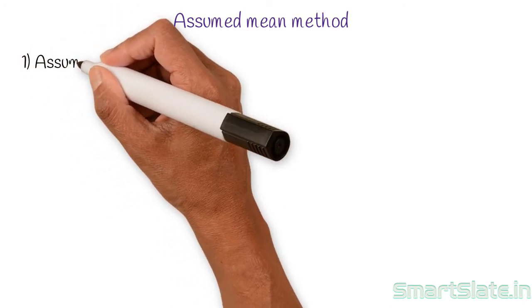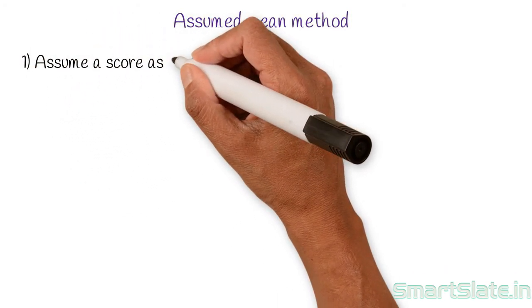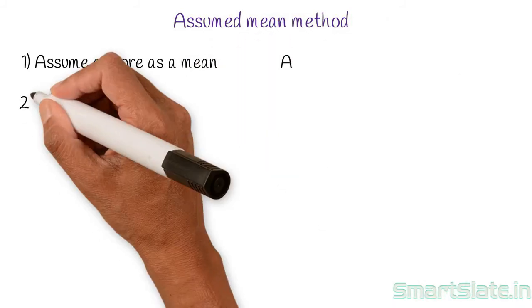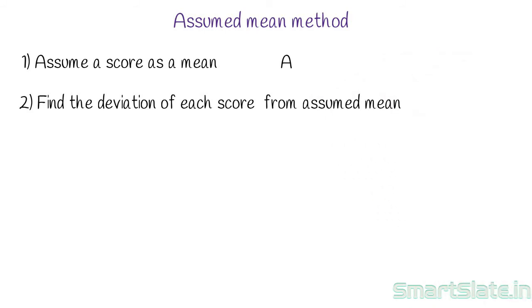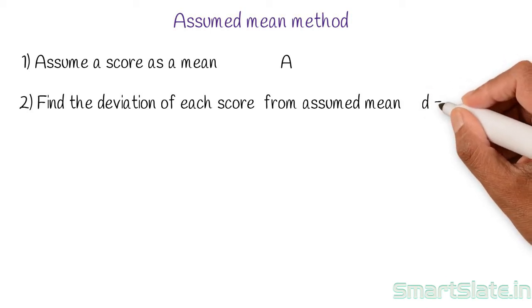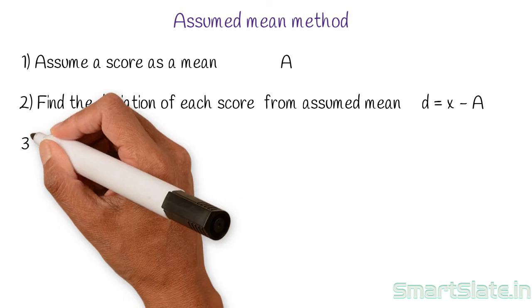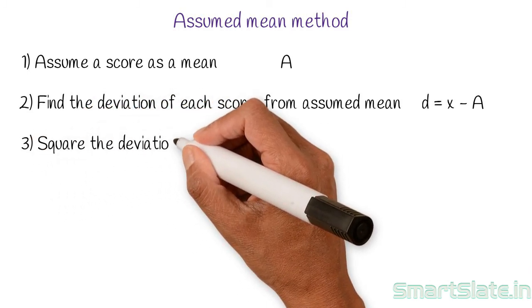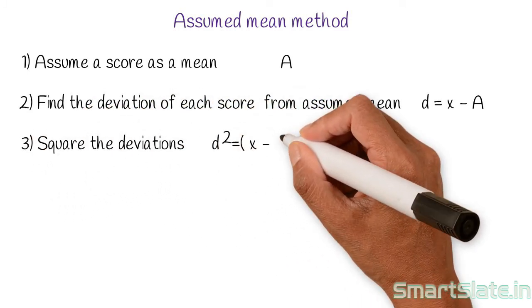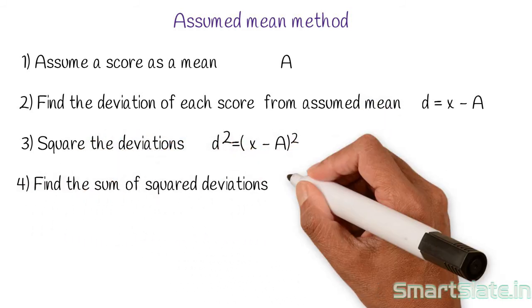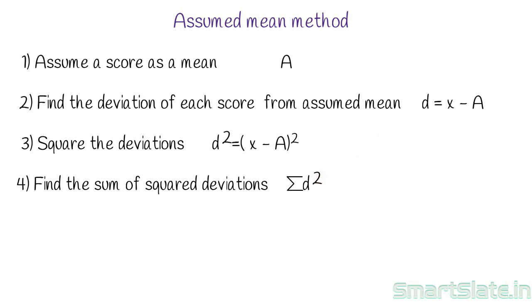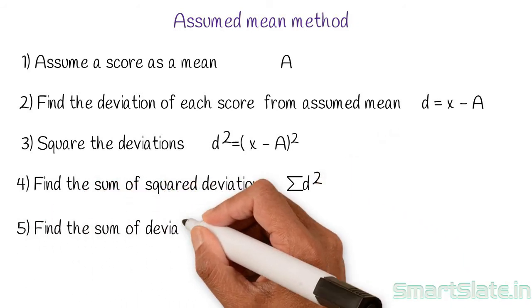First step is to assume a score as mean. Call this A. Find the deviation of each score from the assumed mean. Since we assumed A as a mean in the given scores, deviation D is x minus A. Square of deviations: it is D square or (x minus A) square. Find the sum of squared deviations, sum of D square. Find the sum of deviations.